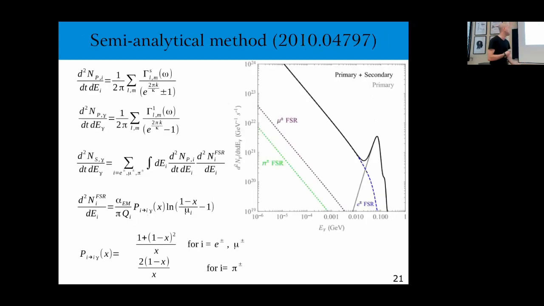I'm going to describe basically what this semi-analytical method is. It relies on the convolution of the primary emitted stable particle with a final state radiation function, which is given by this formula, where this function is the Altarelli-Parisi function. In this way, it is possible to estimate the contribution of electrons, muons, and pions. And as you can see, the secondary component is dominated by the photons coming from the electrons.